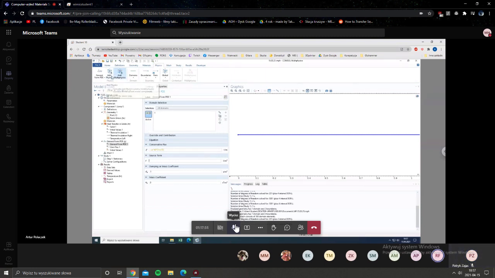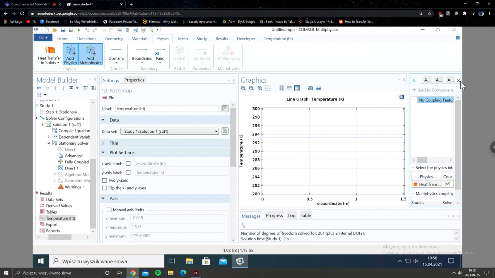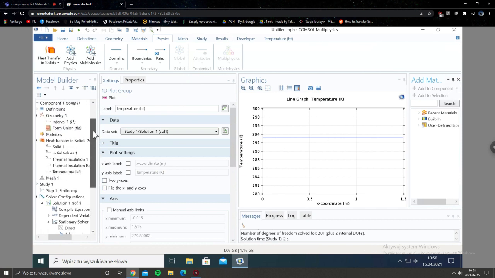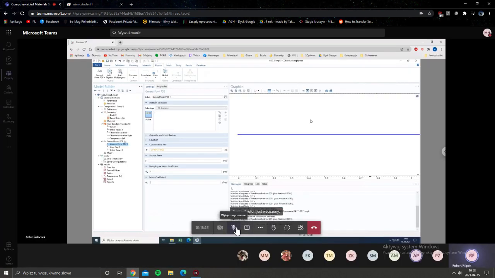In the menu, choose physics. In the physics, choose add physics. This in this ribbon. And after that, when you put it, please press add physics again, okay? And in the window add physics, choose General Form PDE or double click or add to component. All right.